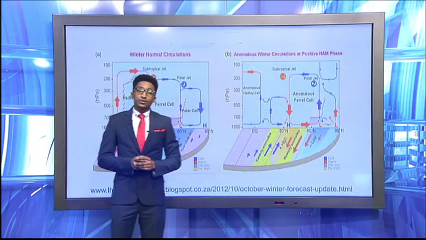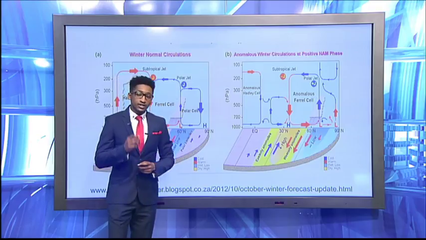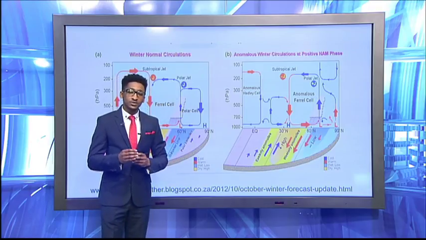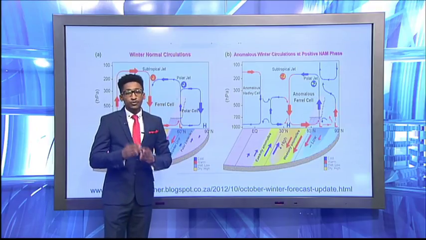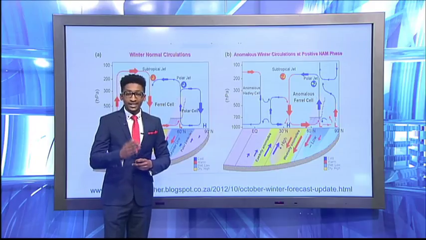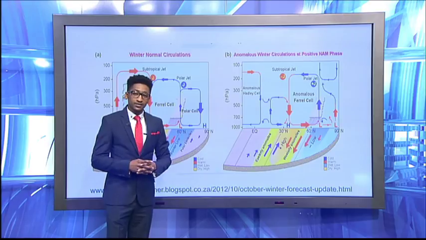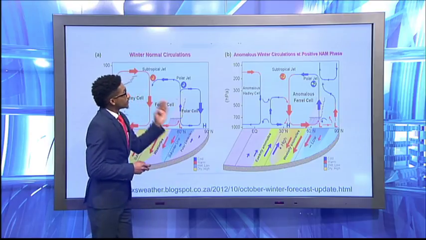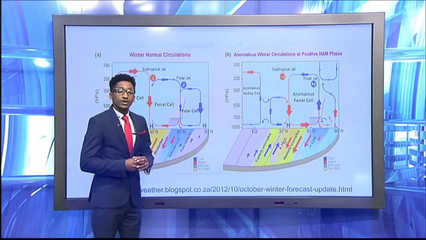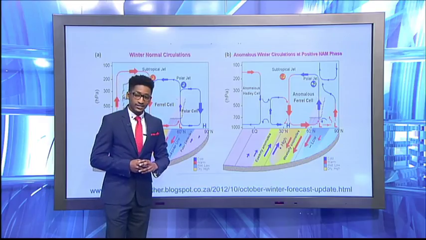Now let's look at what we call the southern annular mode. The southern annular mode helps us to see where the cold fronts are. We can see whether the mode is negative or positive, and some people also call it the Antarctic Oscillation Index.